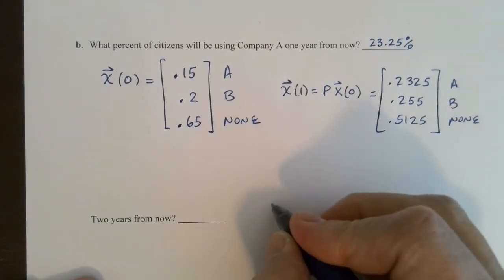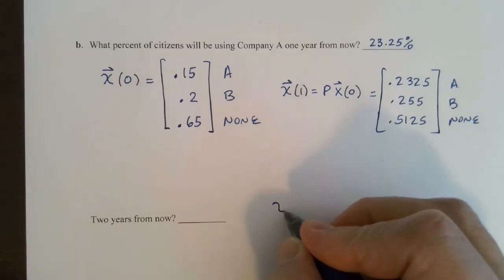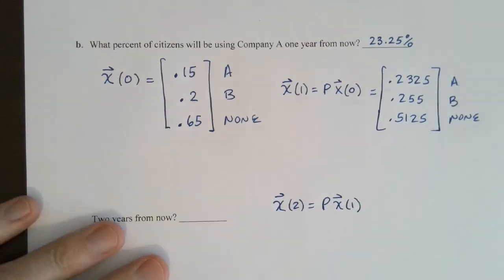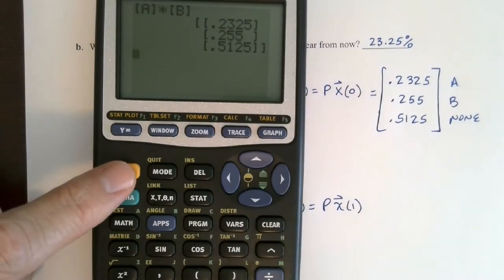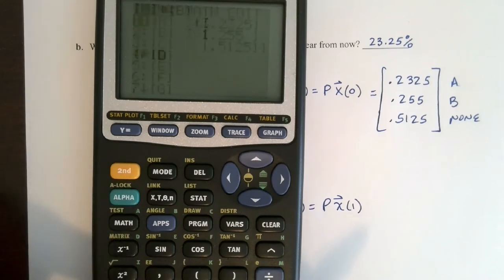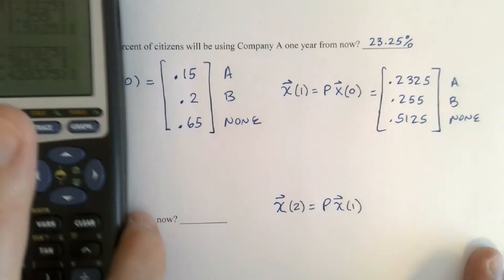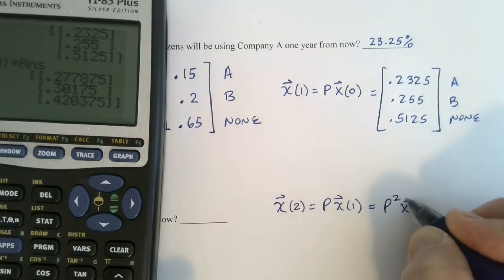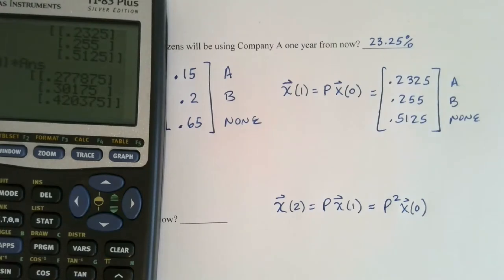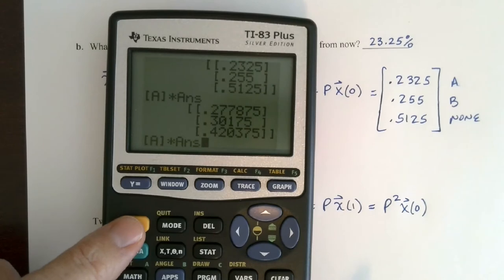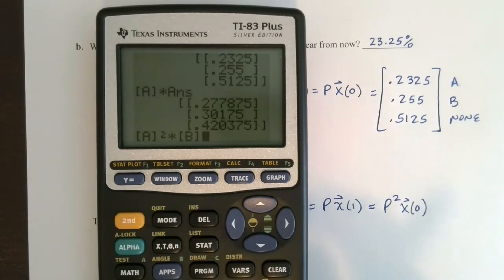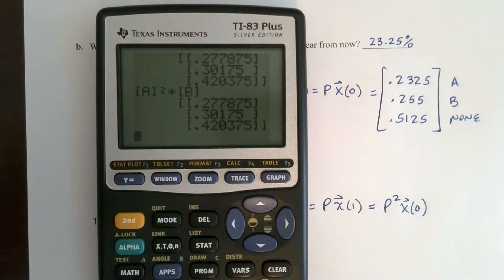Okay. Now, what about 2 years from now? We can find that by simply saying X sub 2 is going to be P times X sub 1. I just found X sub 1, so I can do P times X sub 1. I can go here to matrix and do P times the answer. But notice also, X sub 1 is P times X sub 0, so this is P squared times X of 0. So another way is I can come back to my original expression where I did P times X of 0 and insert A squared times X of 0. Of course, I get the same thing.